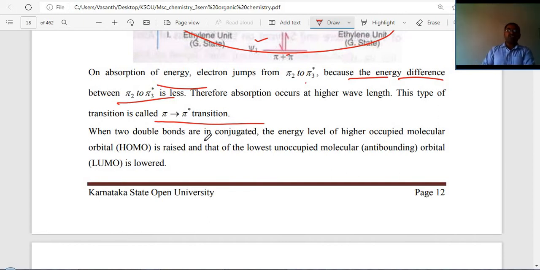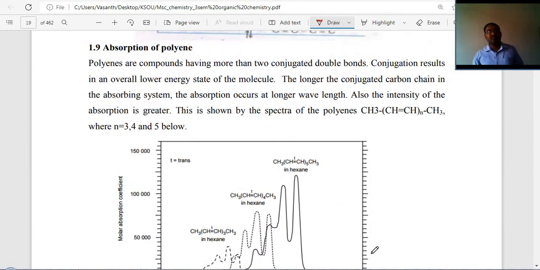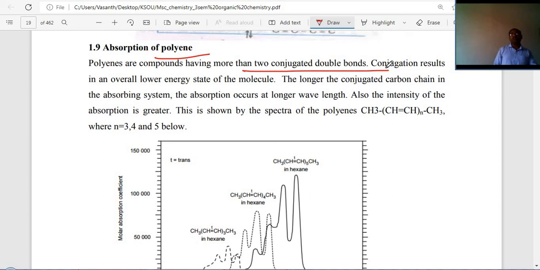When double bonds are conjugated, the energy level of the highest occupied molecular orbital, that is HOMO, is raised and that of the lowest unoccupied molecular orbital, the antibonding orbital, is lowered. This is the absorption of polyenes. Just see this graph of polyenes. These are all compounds having more than two conjugated double bonds.